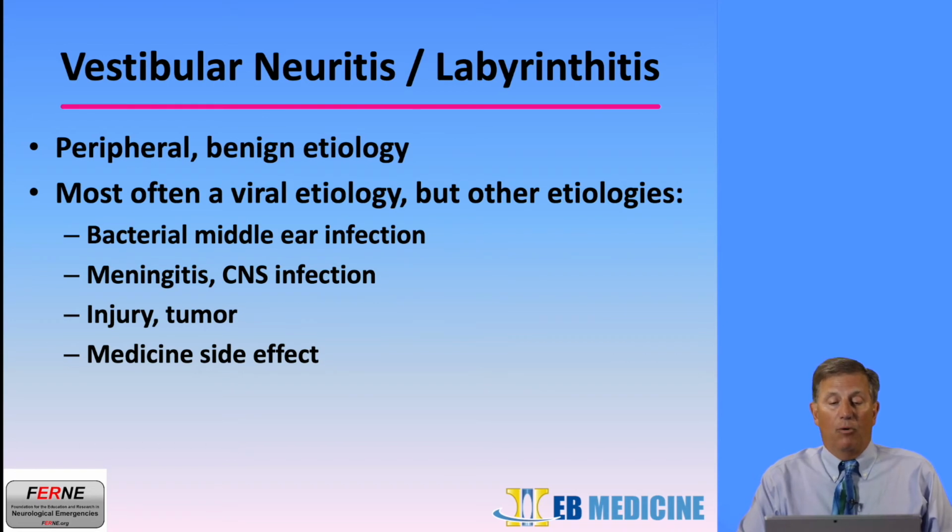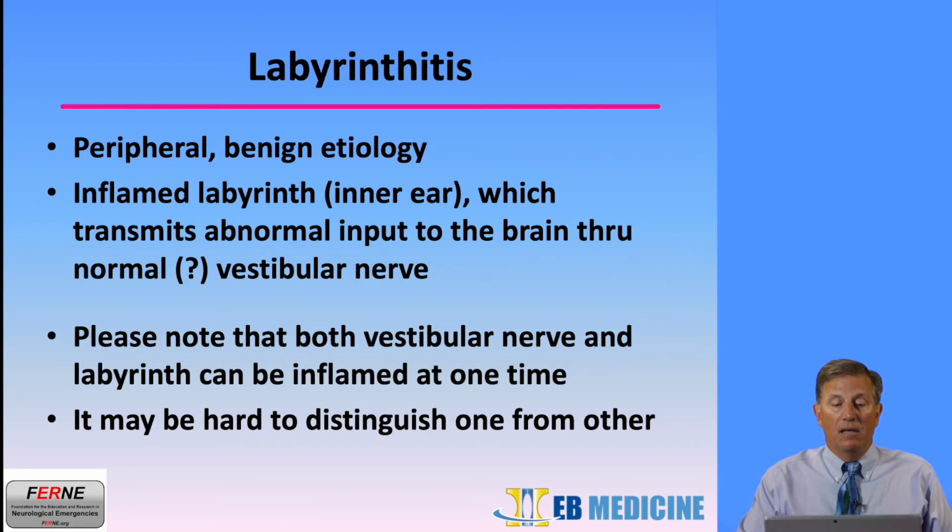Vestibular neuritis or labyrinthitis is a peripheral benign etiology of dizziness. It's most often a viral etiology, but other etiologies can cause patients to have vestibular neuritis or labyrinthitis, including bacterial middle ear infection, meningitis, CNS infection, injury or tumor, and/or a medicine side effect. Now, labyrinthitis. It's a peripheral benign etiology. It is an inflamed labyrinth or inner ear which transmits abnormal input to the brain through what could be a normal or also diseased vestibular nerve.